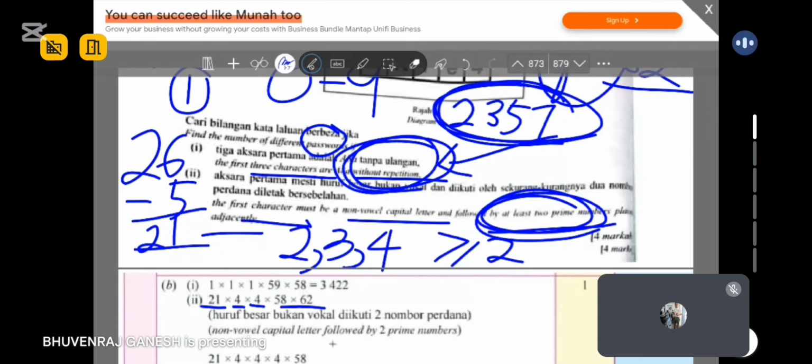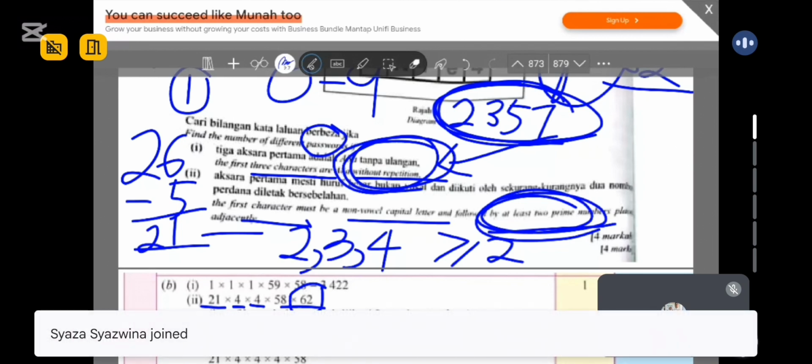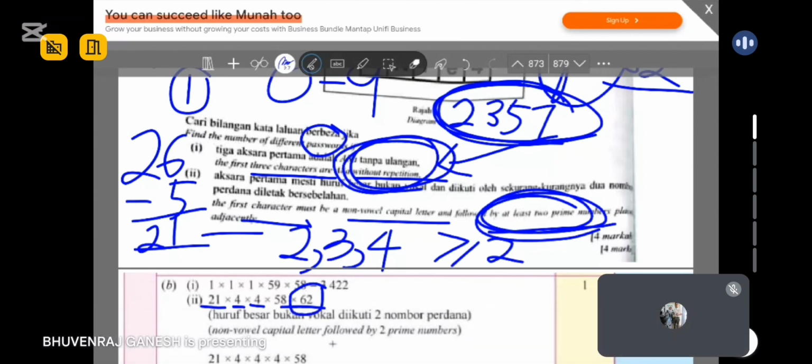So total just now 62, right? So now one of it will still be 62. So why 62, guys? Because they didn't mention without repetition. Mereka tak cakap tanpa pengulangan. Means that you can repeat. Kamu boleh ulang sebenarnya. That's why they say 62.